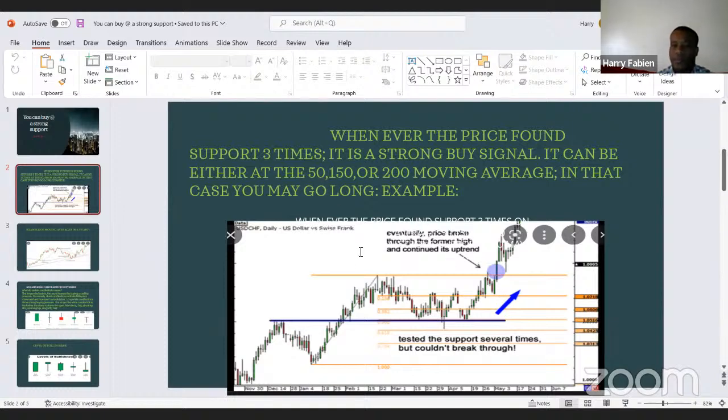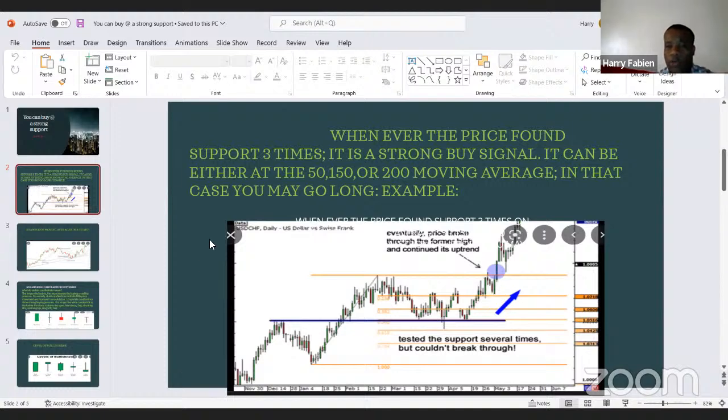It can also be at the moving average. It can be at the 50 moving average, 150 moving average, or 200 moving average. Therefore, it can be either one. That's the way, and that's the way you buy.